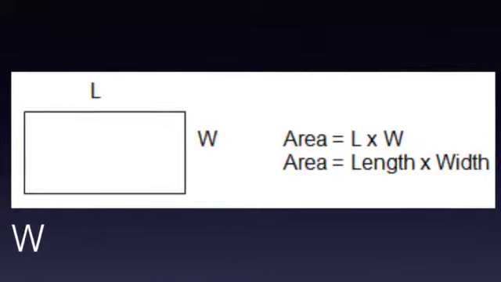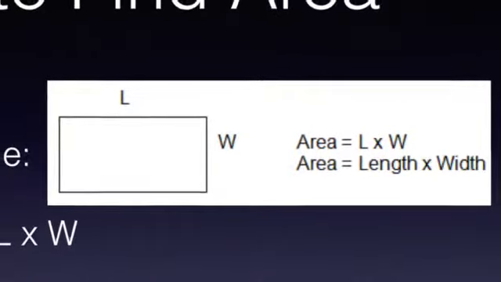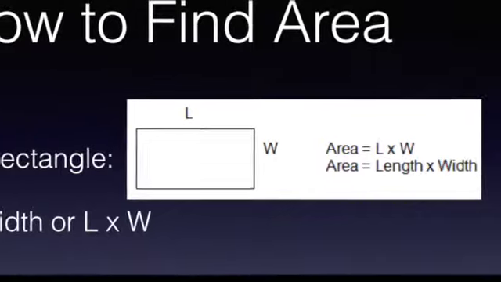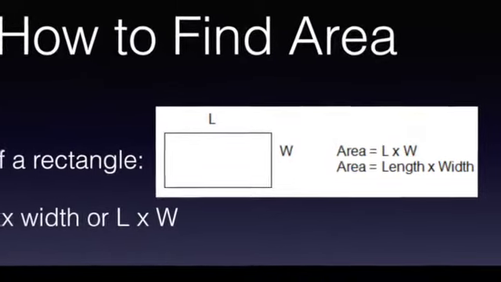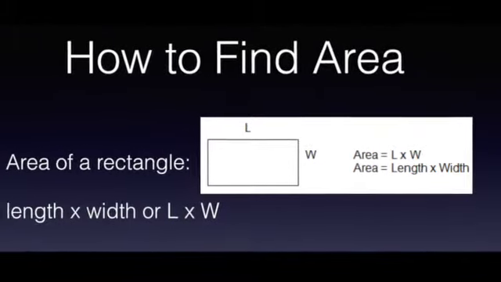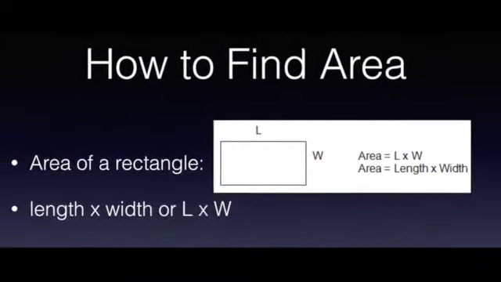Before working out the volume of a rectangular prism, let's review how to find the area of a 2D rectangle, since this is the most used shape in our prism. To find the area of a rectangle, you need to multiply the length times the width.